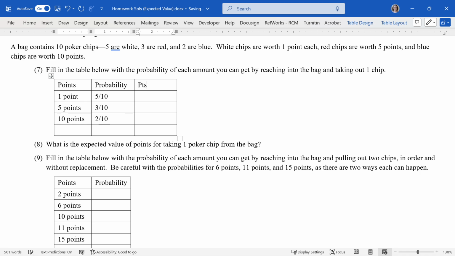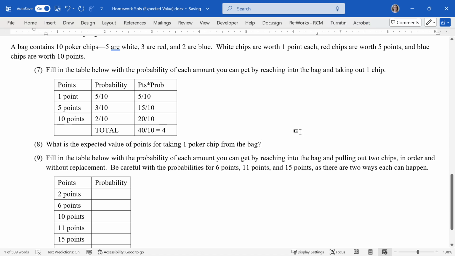Okay, so now I'm going to do points times probability. So 1 times 5 out of 10 is 5 out of 10, 5 times 3 out of 10, 15 over 10, 10 times 2 over 10 is 20 over 10. Again, I could simplify these, but just going to leave it like this so it's got the same denominator. Total. So my total here, 5 plus 15 plus 20 is going to be 40, and that's over 10, and that's going to be 4. Okay, so my expected value here is 4 points for taking 1 poker chip out of the bag.